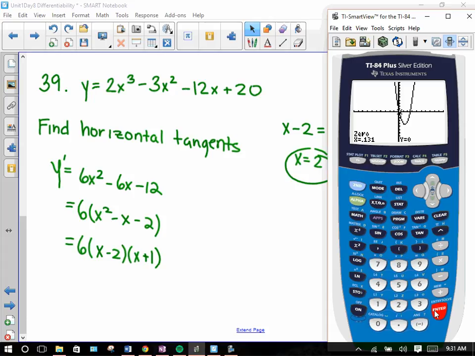So I figured out the second x value over here to the right, so I'm going to hit the second trace. 2, because that's my zeros. Let's just say it's to the right of 2, so I'm going to say left is 2. Say right is going to be, let's say 4, just to be on the safe side. So 4, enter, guess, enter, and I get 2.535 is my second place where my horizontal tangent is.